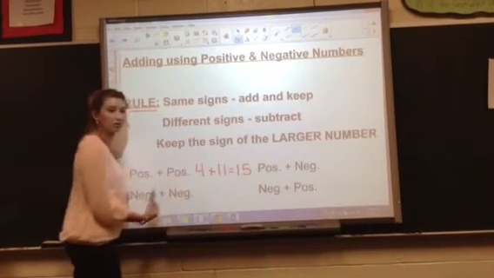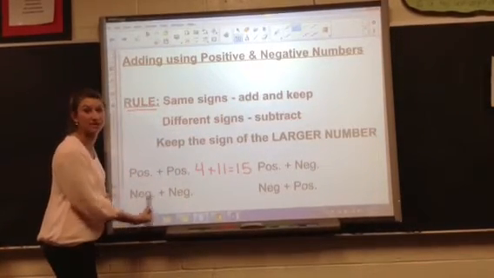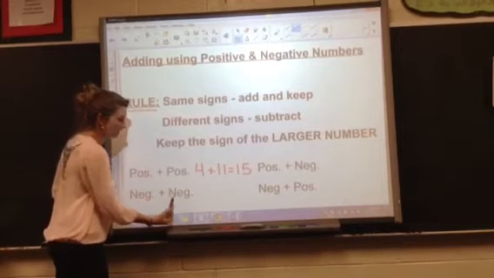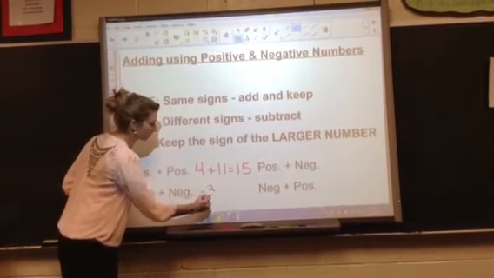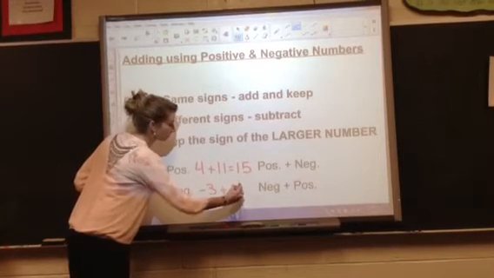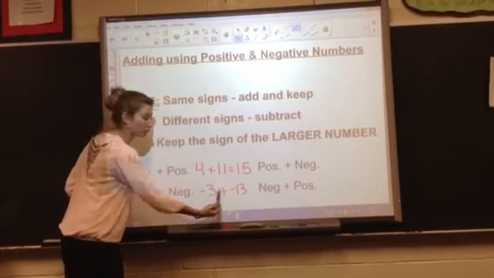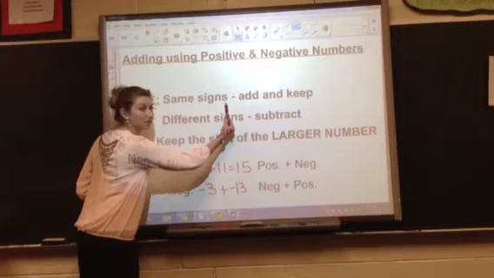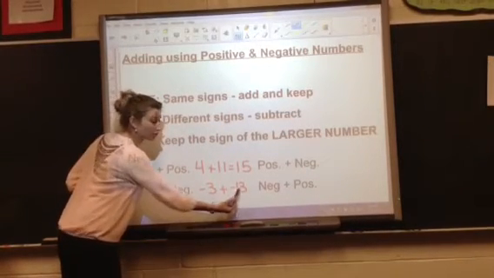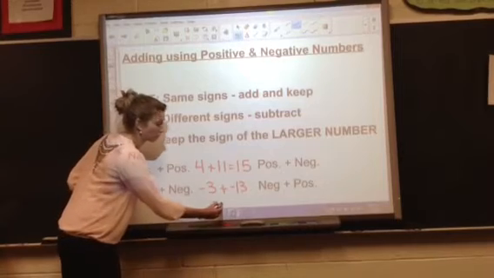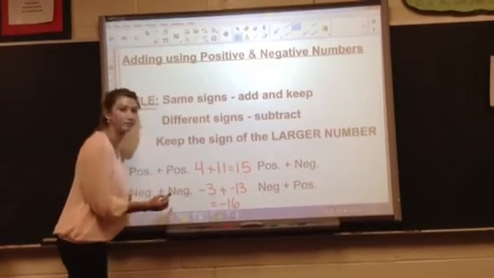So we add, and we keep the sign that we already have. Let's try two negative numbers added together: negative 3 plus negative 13. A negative plus a negative, we keep the same sign, so we will have a negative answer. 3 and 13 together make 16, so we get negative 16.